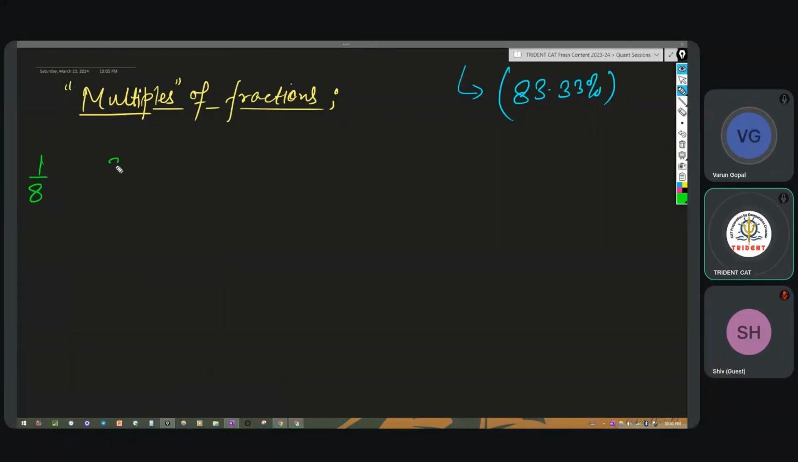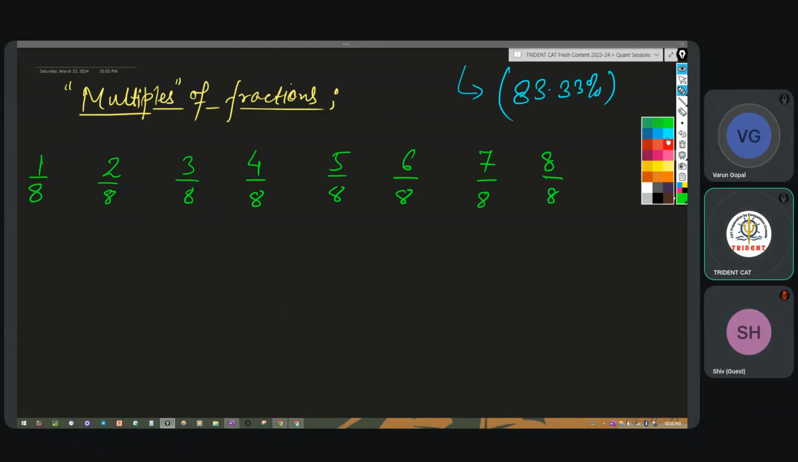1 by 8, these are the multiples: 2 by 8, 3 by 8, 4 by 8, 5 by 8, 6 by 8, 7 by 8, and finally 8 by 8. Now guys, please pay attention to what I am doing. Do I know what is the value of 1 by 8? Yeah, 12.5. Yes, sir. Now, 12.5.